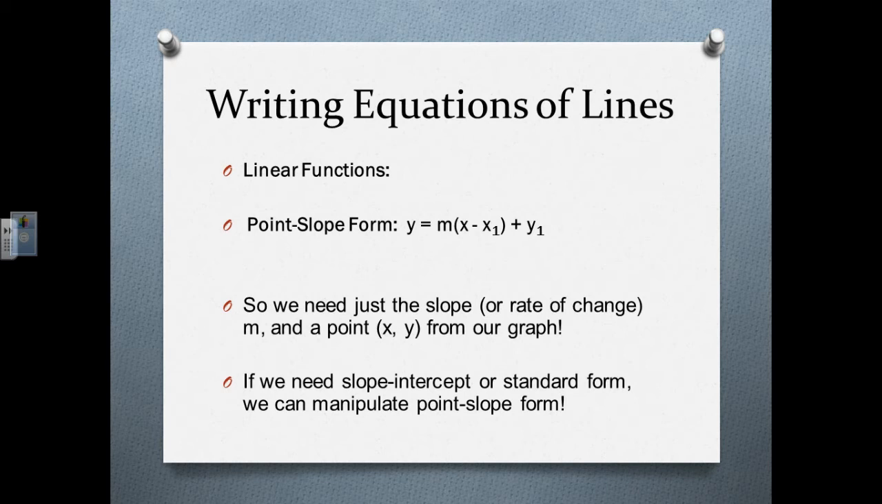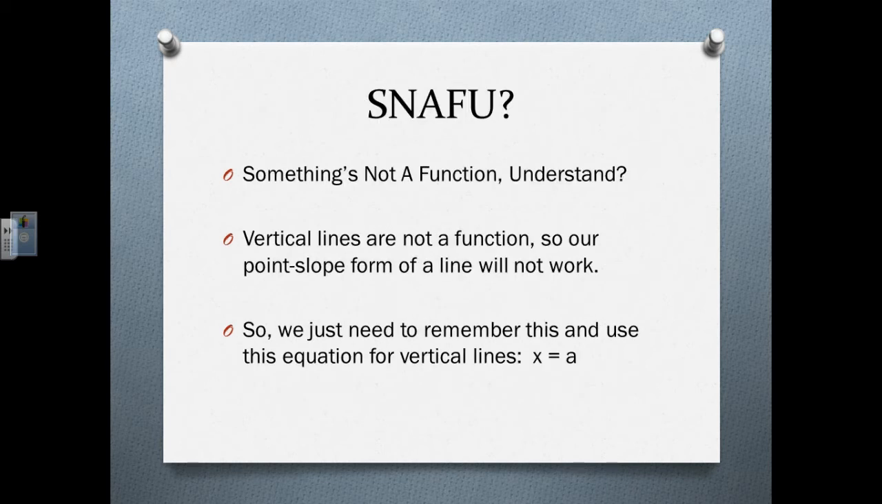Now, there is one exception to writing equations of lines from a graph, and that is if we have a snafu, when something's not a function. Understand? Now, we talked about this first semester in that we can determine if something is a function by the vertical line test. If it failed the vertical line test, then it was not a function. So obviously our vertical lines are not a function, so our point-slope form will not work. So we have to just remember that whenever we have a vertical line, we just have to use the form x equals a instead of point-slope form.